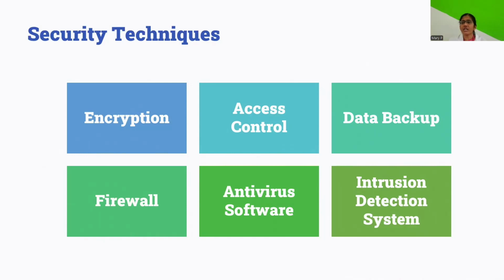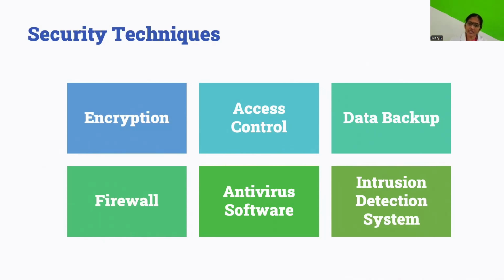The original message is called plain text. That message is converted into some other form. That other form is called ciphertext, or it is called a scrambled message, or the message is in an unreadable form. So that is called encryption.